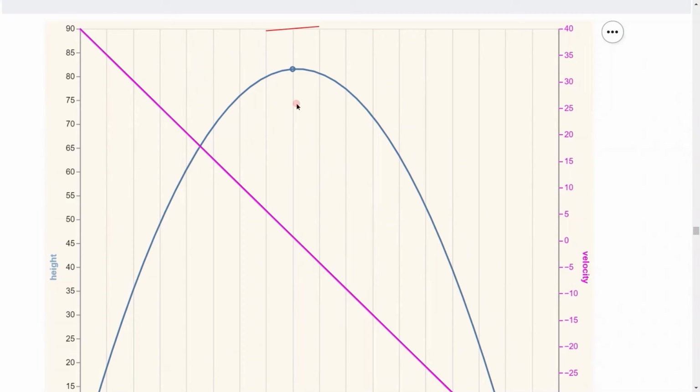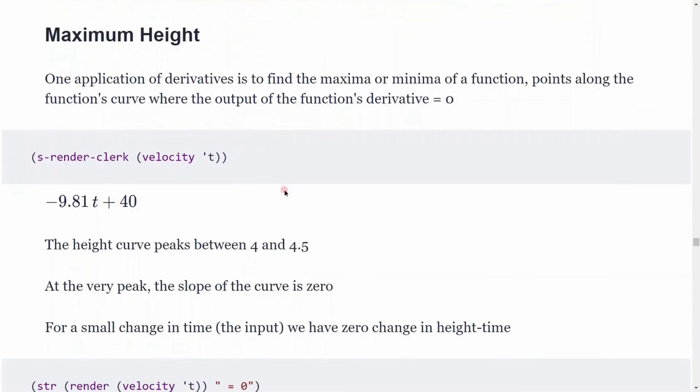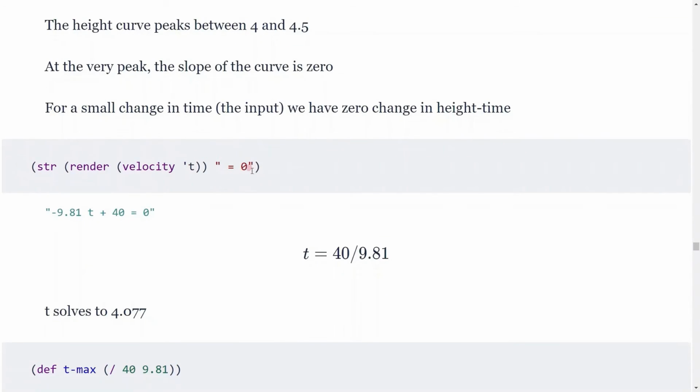One of the applications of differentiation is to find maxima and minima of functions. So at the maxima or minima of functions, the value of the derivative of that function is 0. That means the value of velocity will be 0 at the maximum height. We can call our velocity function with symbol t to view the symbolic representation of a function, and then we'll equate that representation to 0. So we can solve for t.